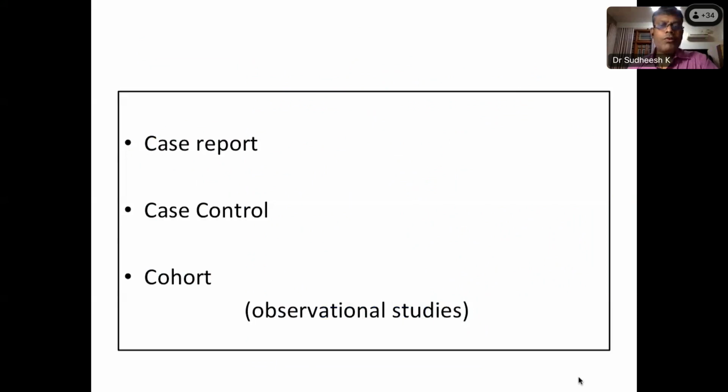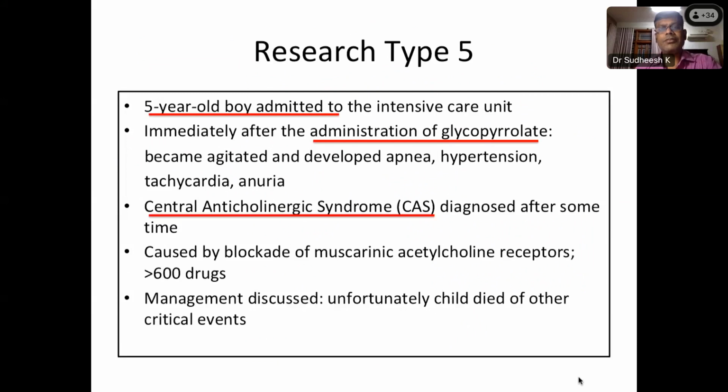Next, we'll go through the case report, case control, and cohort study. All these are most of the time observational studies. So let us go to the next term.